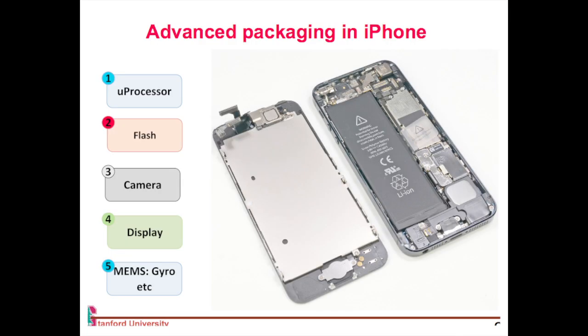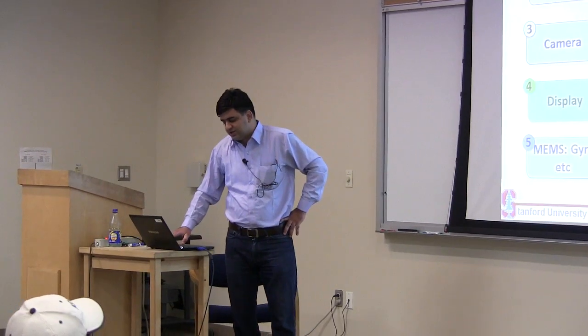So let's look at a few places where you do actually see advanced packaging. I have 5 examples where you do see advanced packaging in your iPhone. You can see it in your microprocessor, in your flash memory cell, in your camera, in your display.